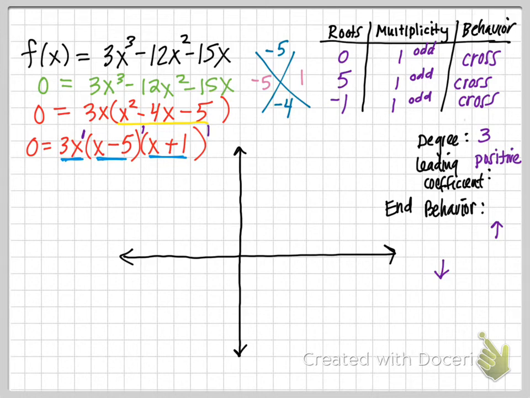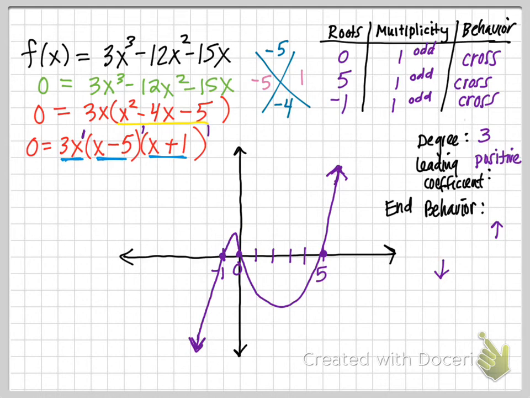So my roots are at 0, 5, and -1. Okay, so the end behavior, arrow pointing down on the left side, arrow pointing up on the right side. So at -1, it's going to cross. Then at 0, it's going to cross, and at 5, it's going to cross. And again, I don't know how high or how low it goes at these points right here. We're just doing a quick sketch.